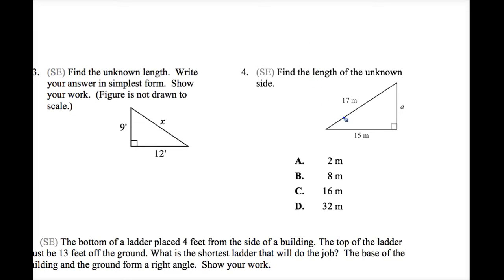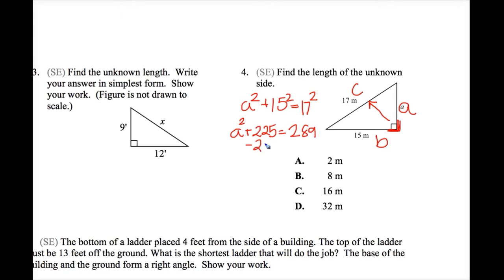And on number 4, we just need to find the length of the unknown side. So I have my A that we do not know, my B is 15 and my C is 17. Remember, our C is the hypotenuse. It's across from the right angle. My B and my A are adjacent or attached to the right angle. So we just substitute into our formula. A squared plus B squared equals C squared. I don't know A, so I will keep that A squared. 15 times 15 is 225. And 17 times 17 is 289.